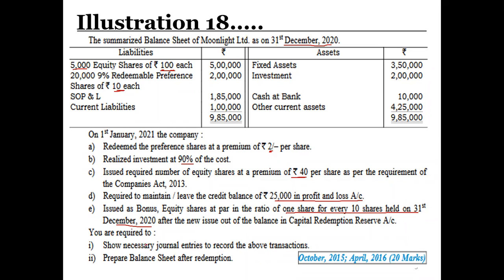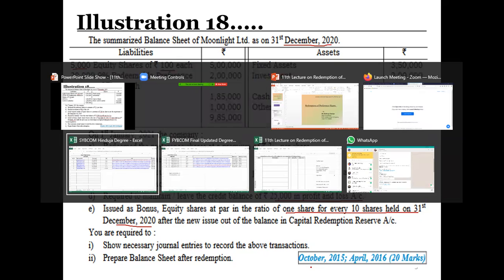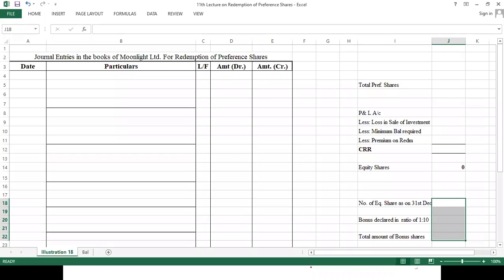You are required to show the necessary journal entries to record the above transactions and prepare the balance sheet after the redemption. This problem was there in the October 2015 and April 2016 university examinations for 20 marks. Now let's move to the problem sheet so that we can start doing the calculation.